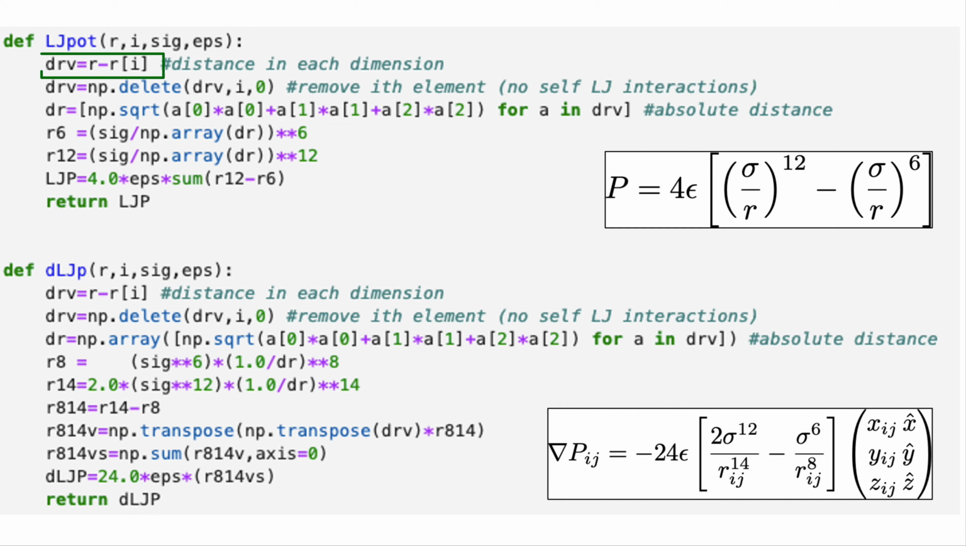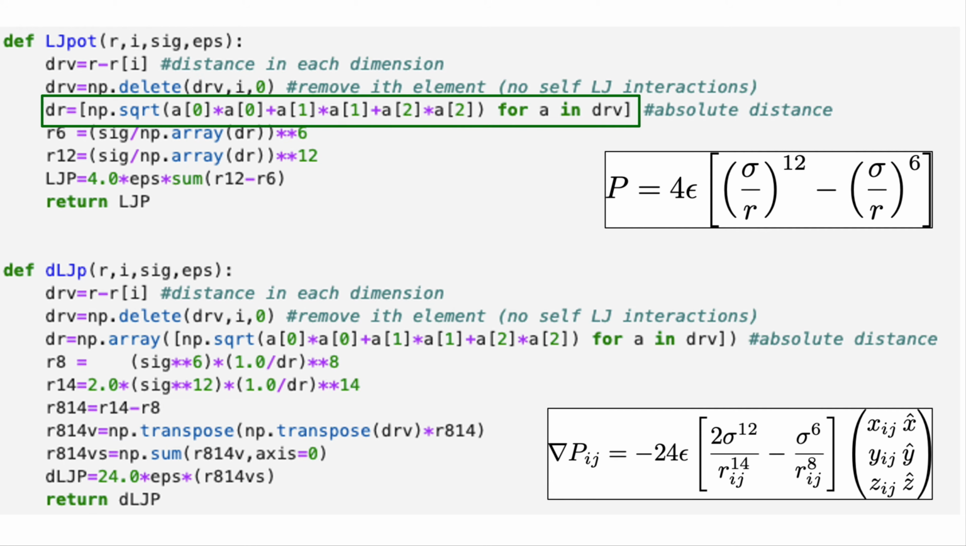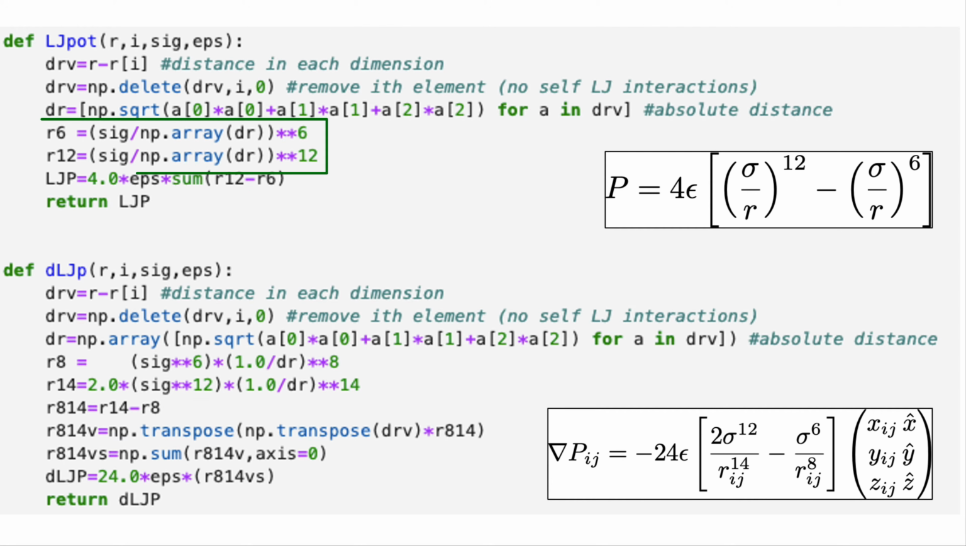For the potential, I first calculate an array of vectors connecting a particle i to each other particle. This is stored in drv, or dr the vector form. I don't want self-interactions, so I remove the ith element of drv. Next, I calculate the absolute distance between particle i and the other particles. This is stored in dr. Then it's just a matter of plugging this into the Lennard-Jones potential. R6 is the r to the 6th term, R12 is the r to the 12th term, and I just calculate them and sum.